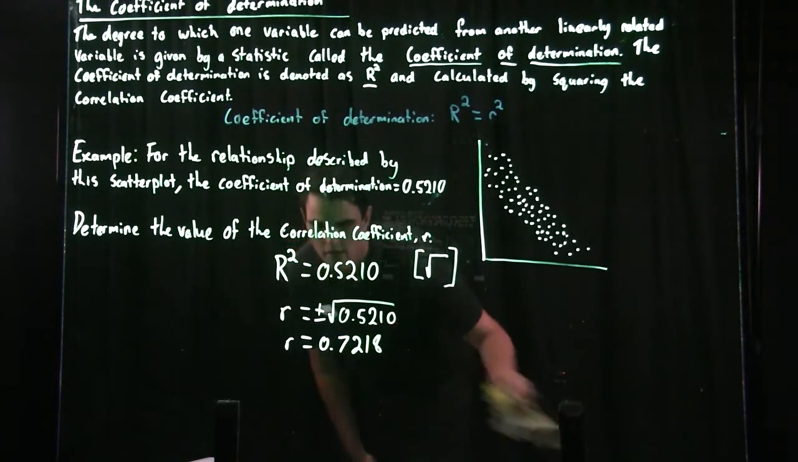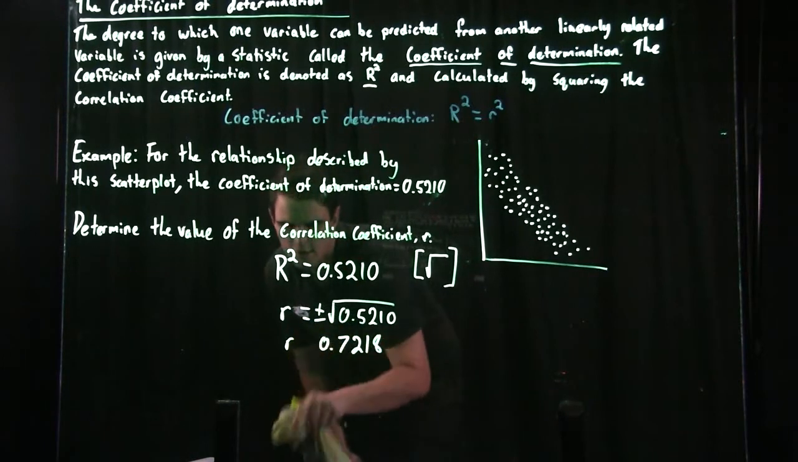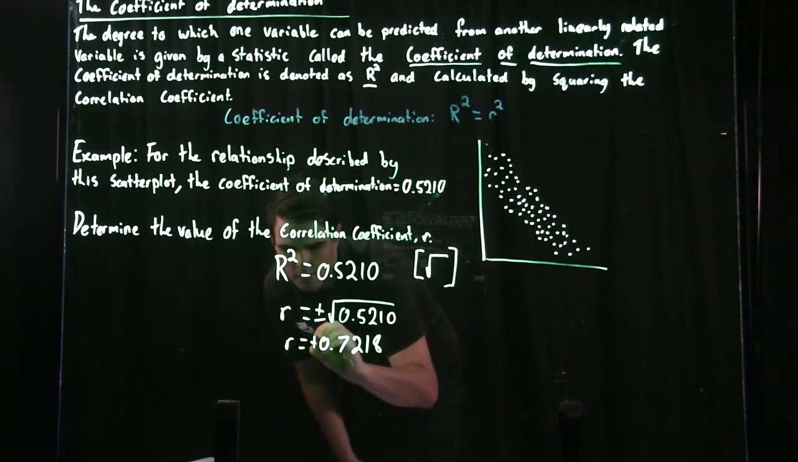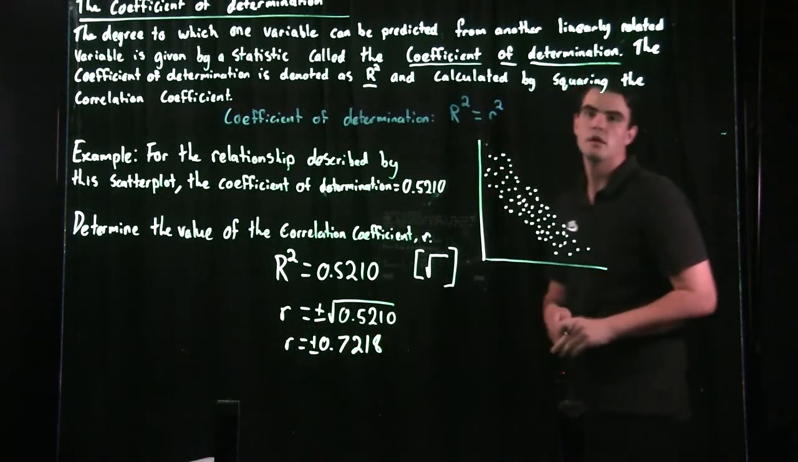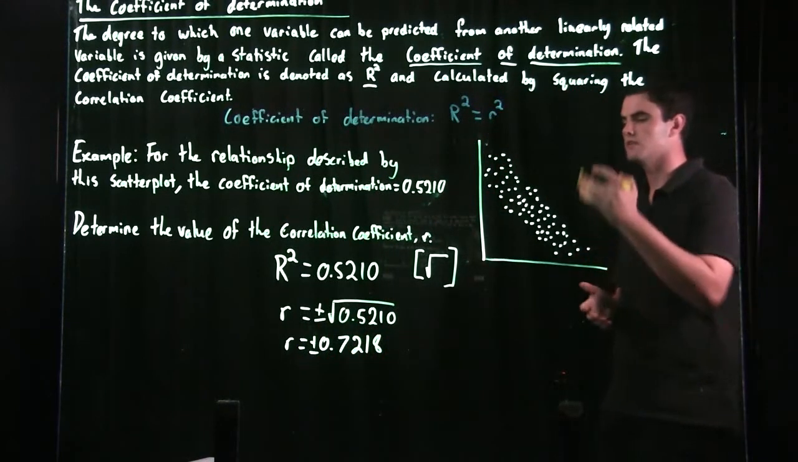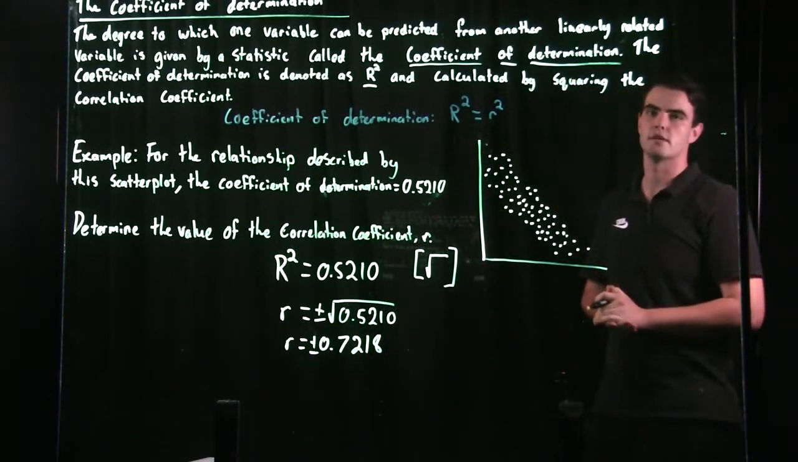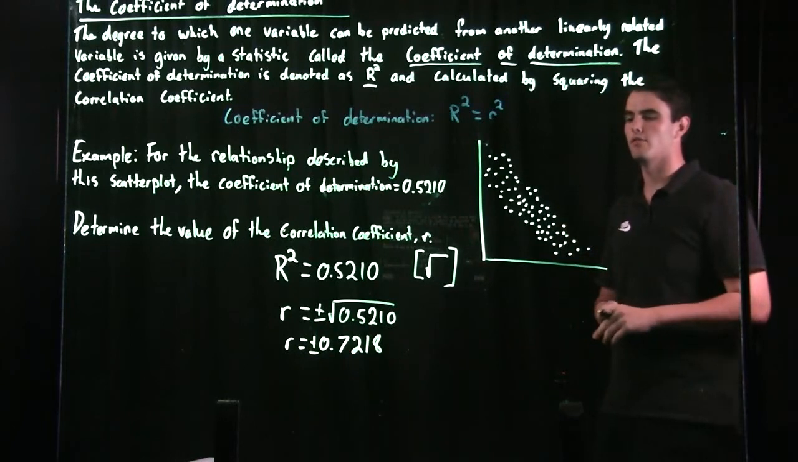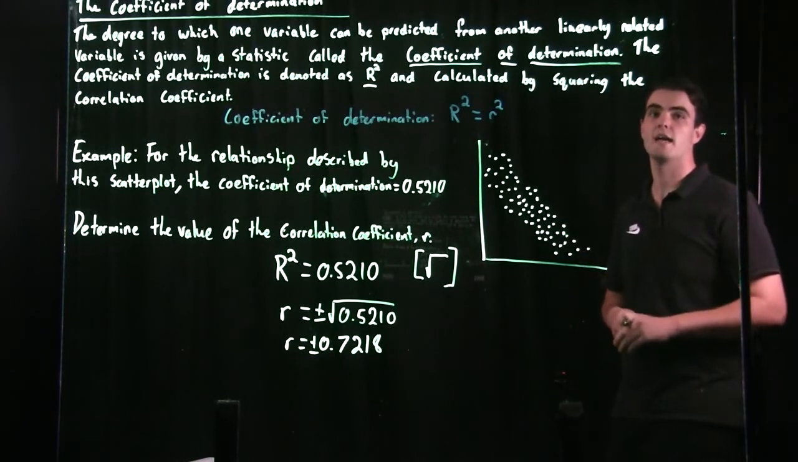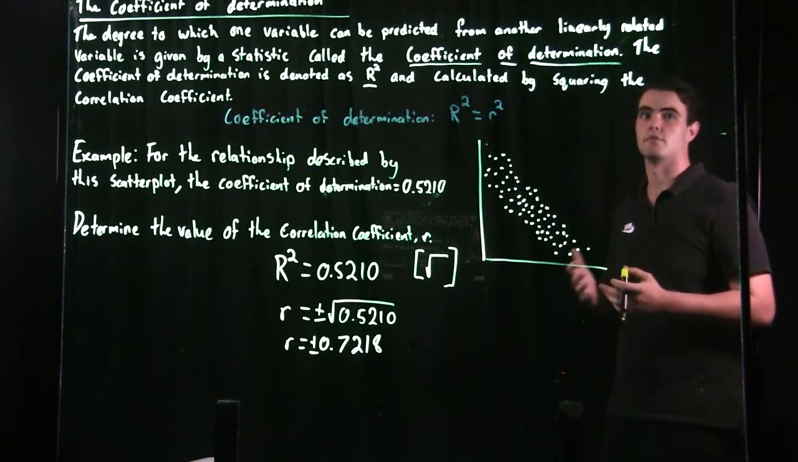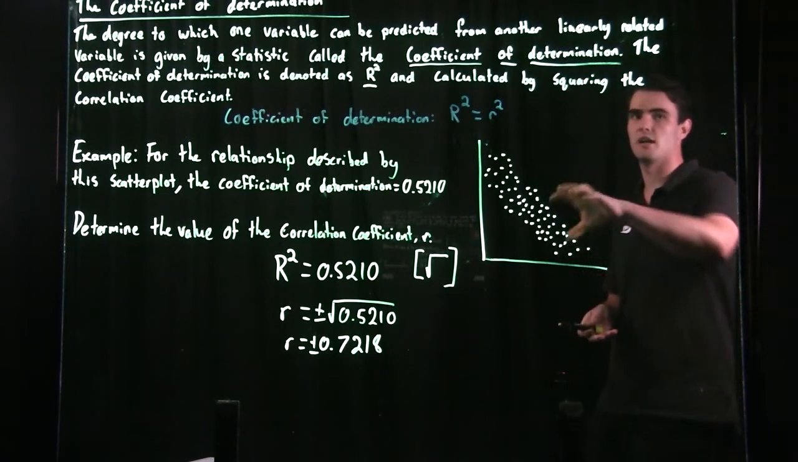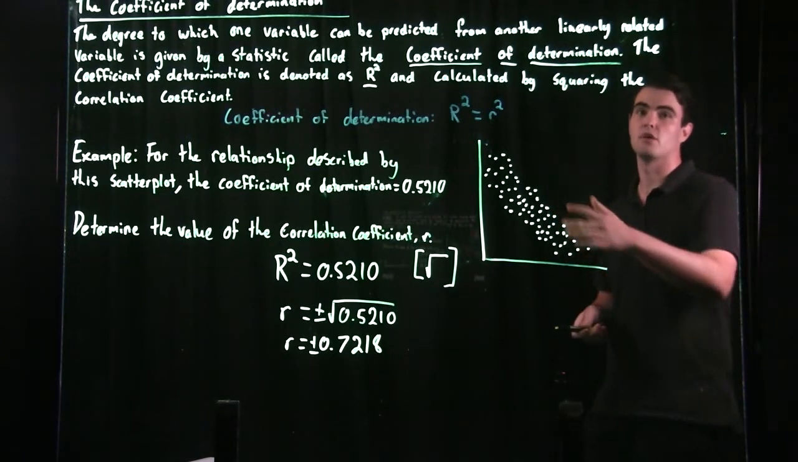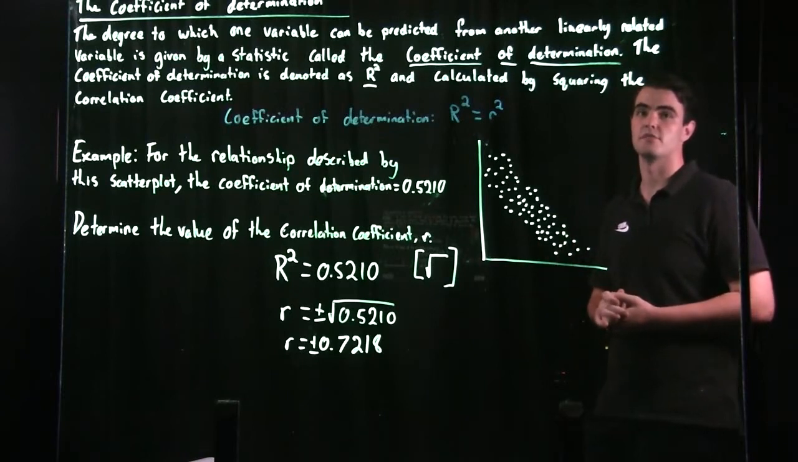0.7218. As you can notice, I already forgot my plus or minus, so make sure we've got that plus or minus. How do I know whether it's positive or negative? I know my correlation coefficient is 0.7218, but I need to figure out if that is positive or negative. The easiest way is by looking at the scatter plot. Is it going in a positive direction?